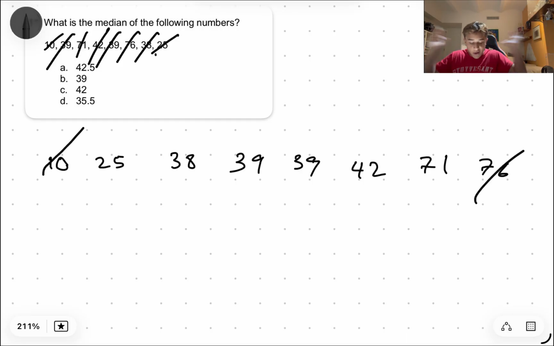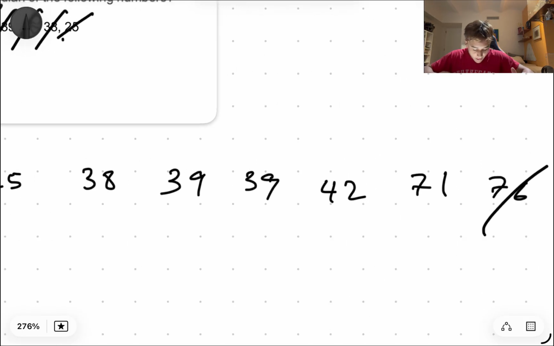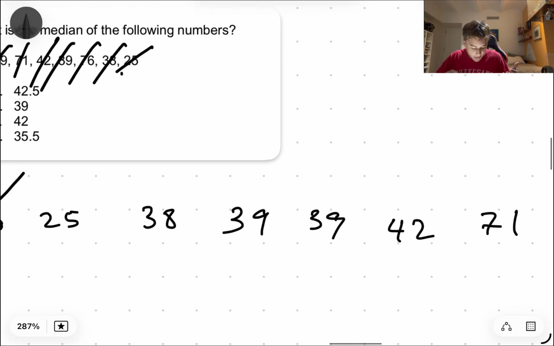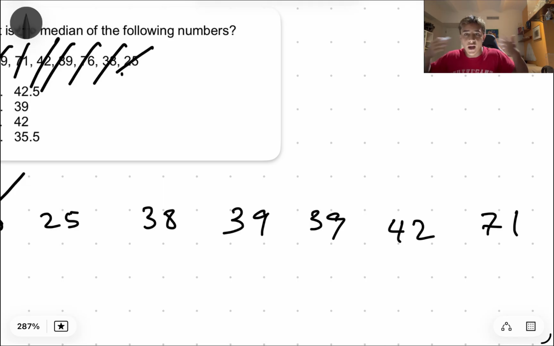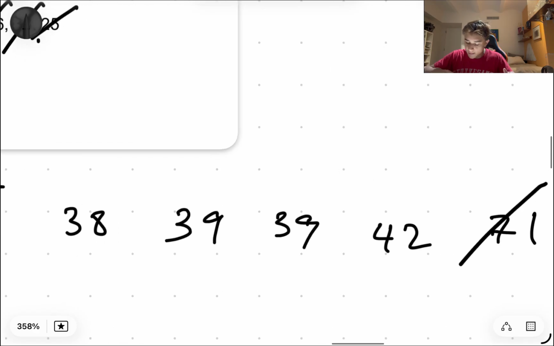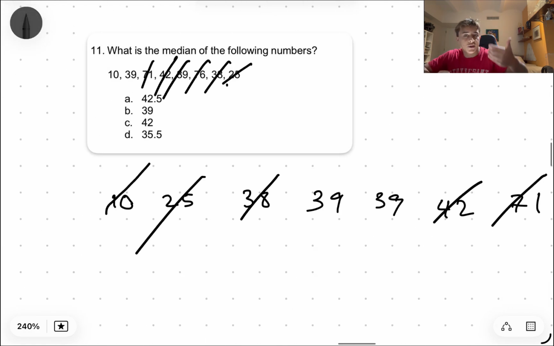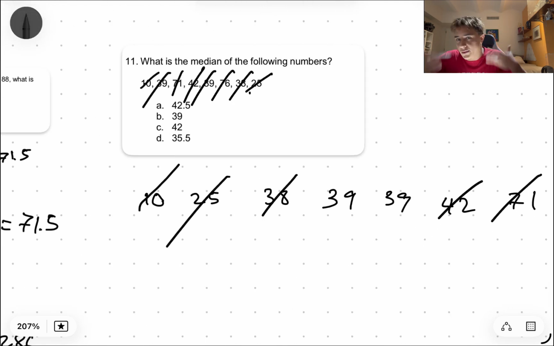Now, ignoring those two numbers, we have a new set. I need the 25 though, that's still important. So now we're going to do this process again, getting rid of the bread in my sandwich. Now we have 38 and 42, which are also gone. So this is a situation in which we have an even number of numbers, which is totally fine.